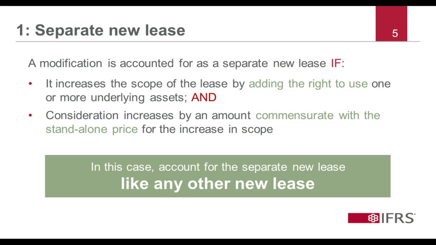If consideration does increase by an amount commensurate with the standalone price, then the modification is in substance a new lease for that one floor. In that case, the lessee accounts for the modification exactly as it would a separate new lease of one floor of the building. When this accounting applies, there is then no special modification requirement because a lessee just applies the normal IFRS 16 requirements for a new lease. There is also no change to the accounting for the original lease.